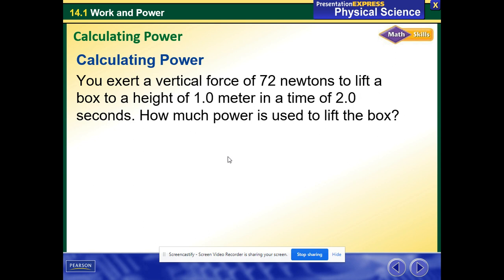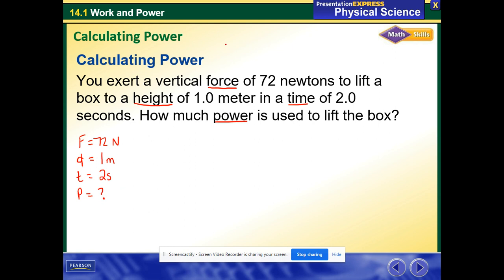First thing I always do is list what I have. So one of the things that I have is force. It says force is going to be 72 newtons. It also tells me that I have a height, which is a distance. That is 1 meter. And then it gives me a time. Time is going to be 2 seconds. And I want to know how much power I have.